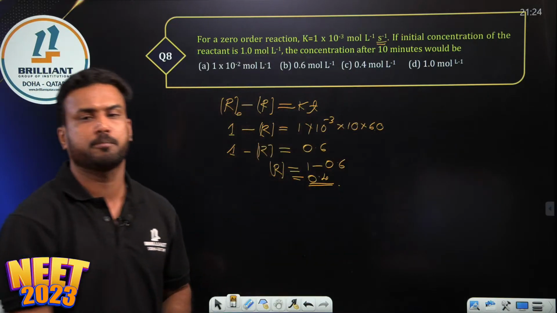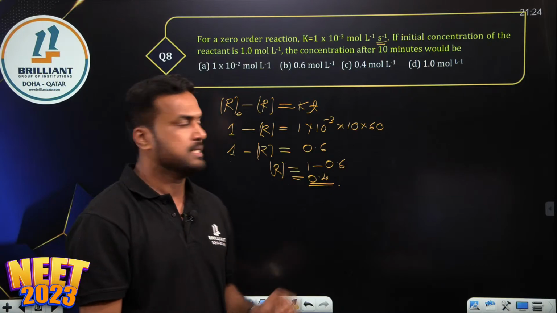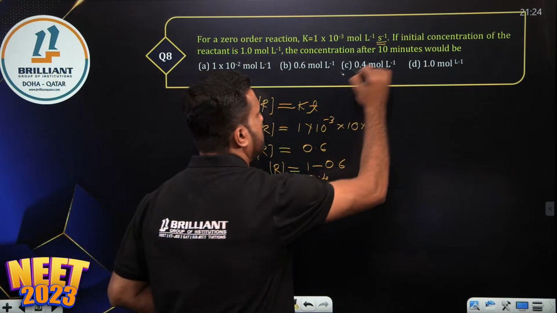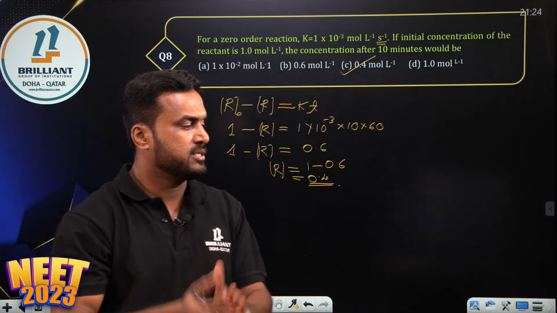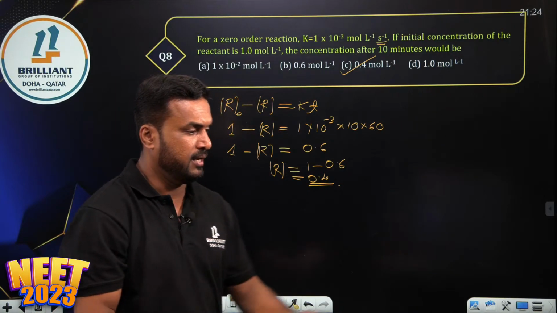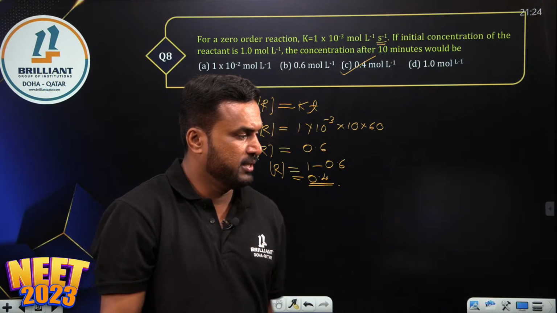Yeah, the right answer is option C. Okay, so this is the way you need to solve. This is another category of question, to find out the final concentration for zero order. Yeah, half is correct. And Sriya, yes, Saurav, well done, well done.